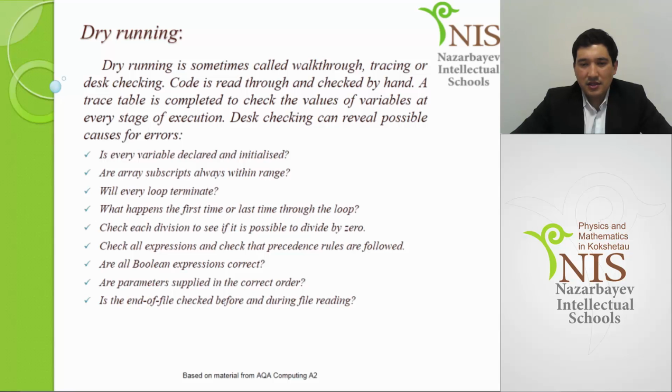Check each division to see if it's possible to divide by 0. Check all expressions and check that precedence rules are followed. Are all Boolean expressions correct? Are parameters supplied in the correct order? Is the end of file checked before and during file reading?